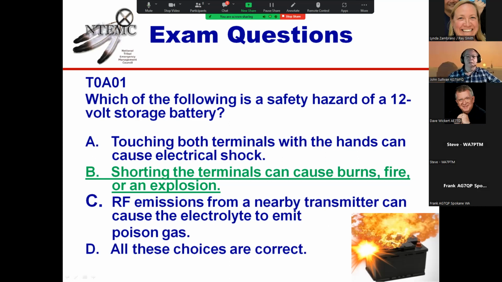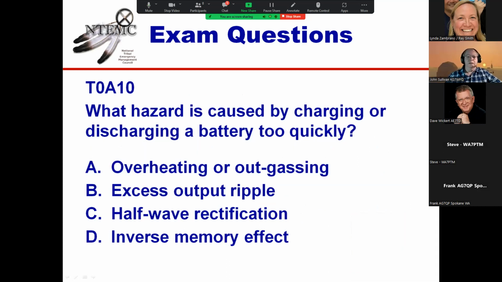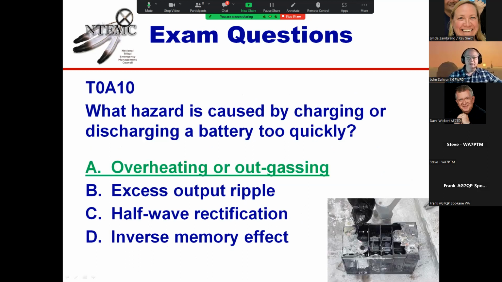All right. What hazard is caused by charging or discharging a battery too quickly? Remember the first picture we saw there of that facility in California. What happened? Hydrogen gas emission. So with charging or discharging a battery too quickly, we're worried about overheating or outgassing, emitting hydrogen gas. The other answers really don't relate to charging the battery.